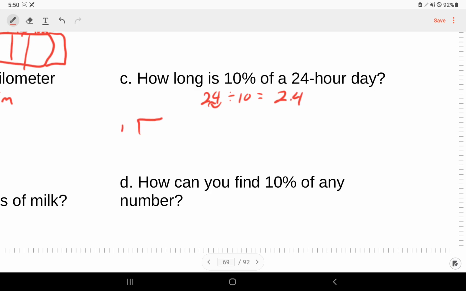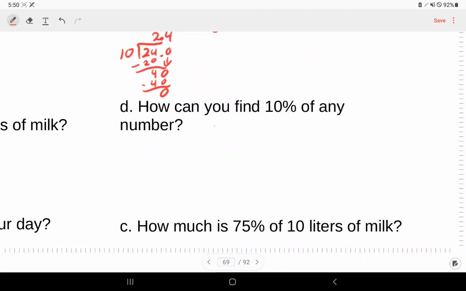Now, long division, well, 10 doesn't go into 2, but it goes into 24 2 times, with 4 left over. So we bring down the 0. 10 goes into 40 4 times, and so it's 2.4. And so how do we find 10% of any number? Divide by 10.